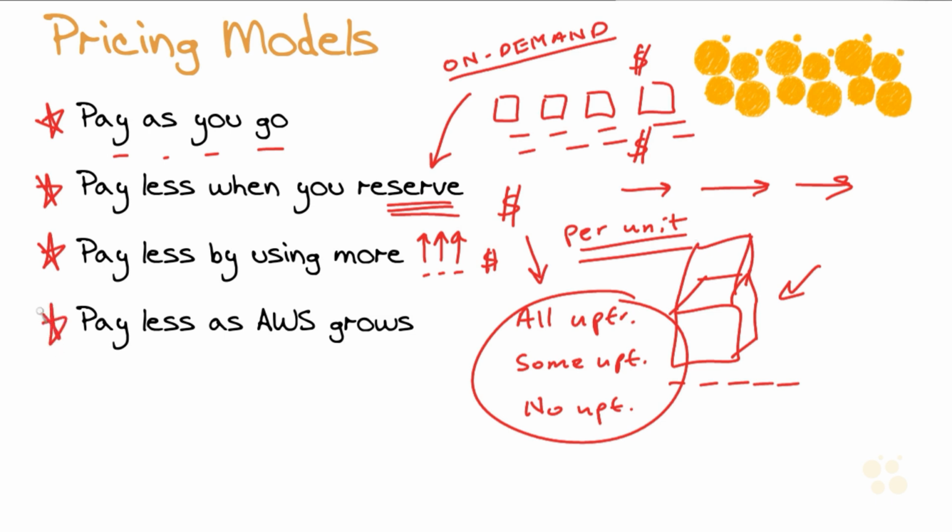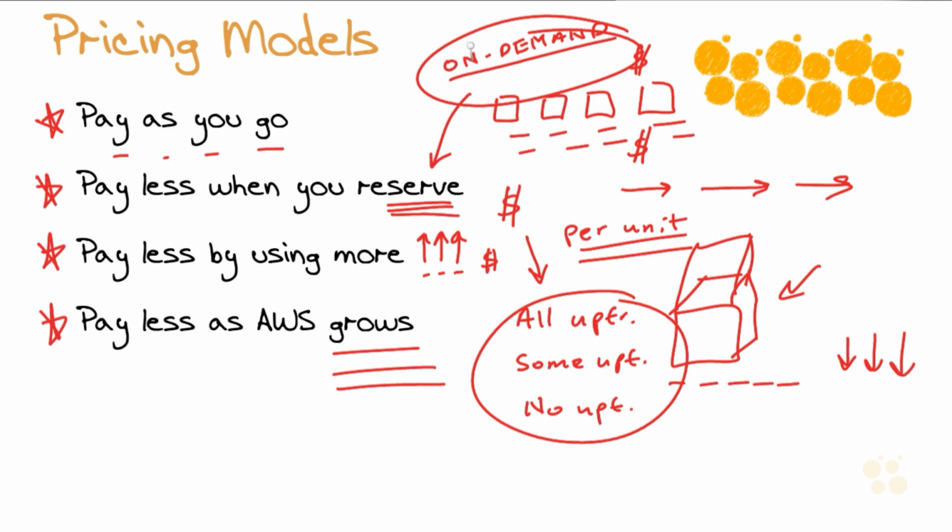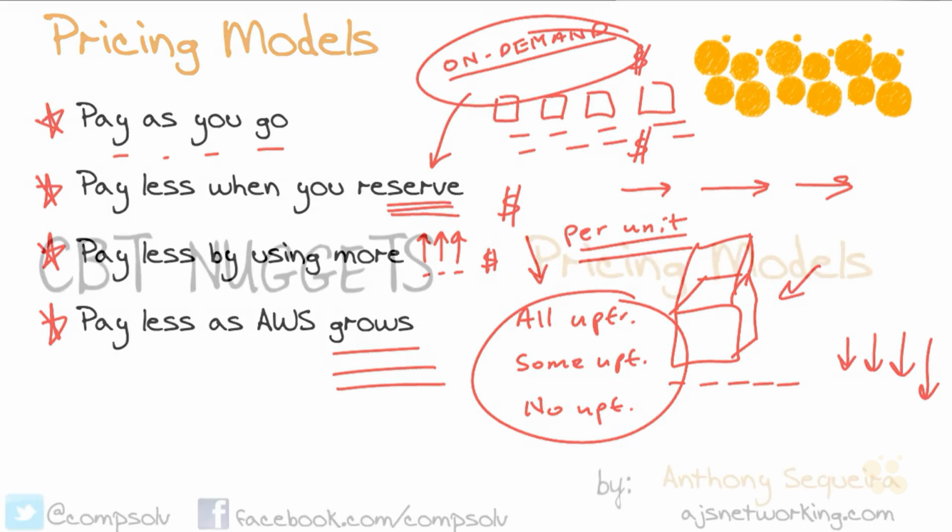And then finally, Amazon also does something cool. As they grow and as they make more money, they will pass those savings on to us. So we have seen over the years the average cost of resources in the on-demand model just continuing to go down because Amazon Web Services just continues to be much more successful.